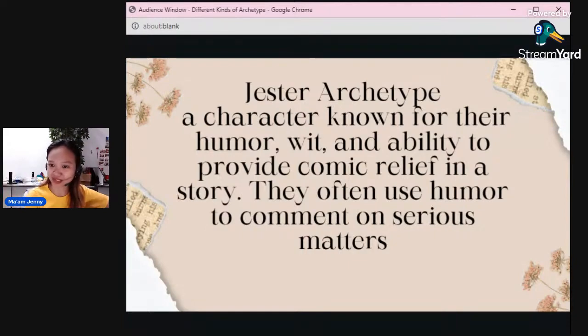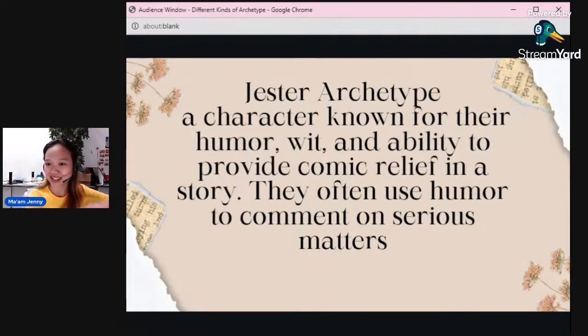And then if there is a character there that belongs to this jester archetype, they just cut the intense part and make everyone laugh. Diba? Maybe they will say a sentence or a funny word or a funny comeback. And then, nakakatuwa na siya. So you will know kasi if jester archetype, kasi every time they are in the scene it's always funny. So, yun yung kaibahan ng jester at trickster.